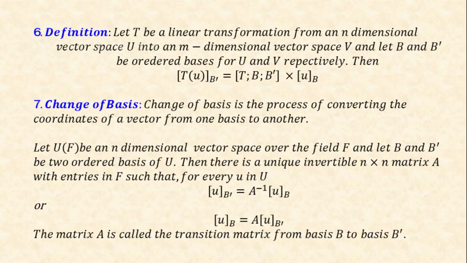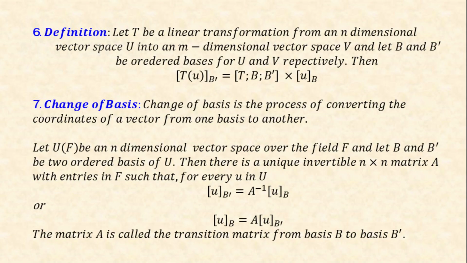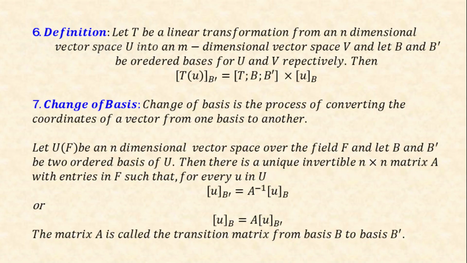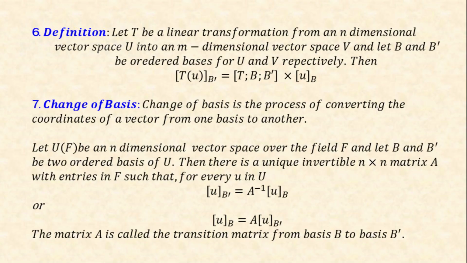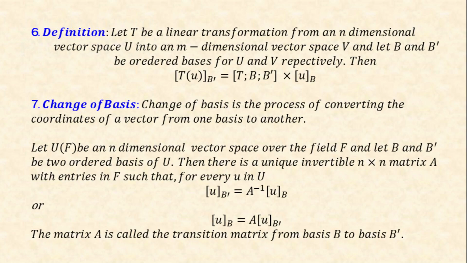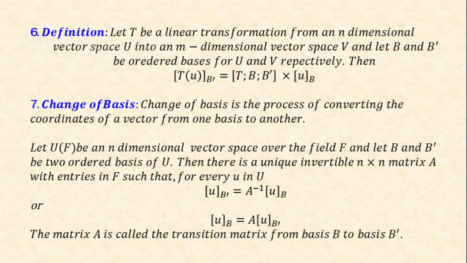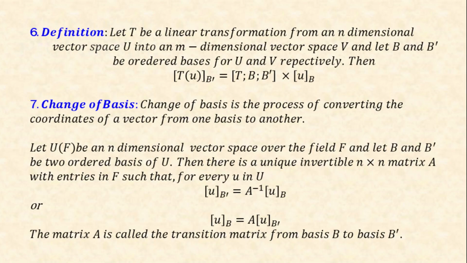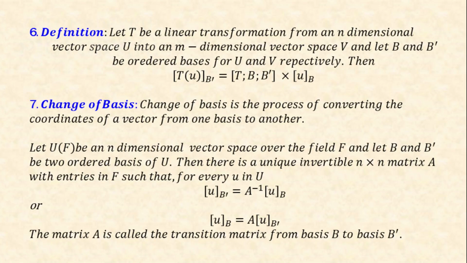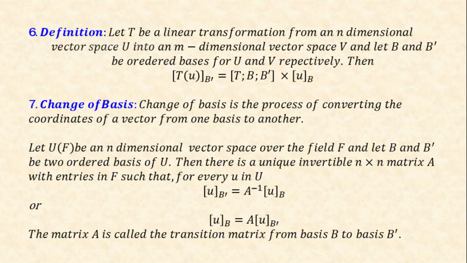Let T be a linear transformation from an n-dimensional vector space U into an m-dimensional vector space V, and let B and B' be ordered bases for U and V respectively. Then the coordinate of T(u) relative to B' is related to the coordinate of u relative to B by the following equation. Next, we understand the change of basis. The change of basis is the process of converting the coordinates of a vector from one basis to another.